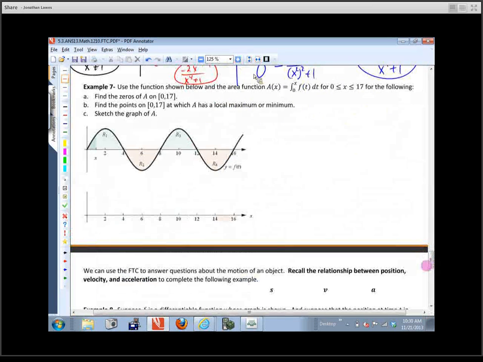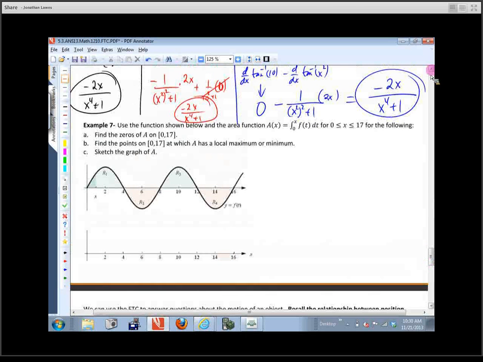The last one on the bottom of this page says, use the function below and the area function A of x equals the integral from 0 to x of f of t dt, on the interval from 0 to 17 for the following. So the first thing is we want to find the zeros of A. We want to find the points on 0 to 17 at which A has a local maximum or minimum. So we want to find the extreme values. And we want to sketch the graph of A.